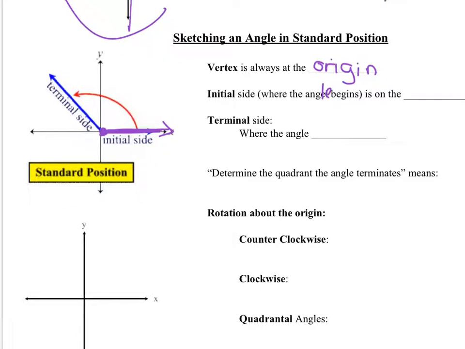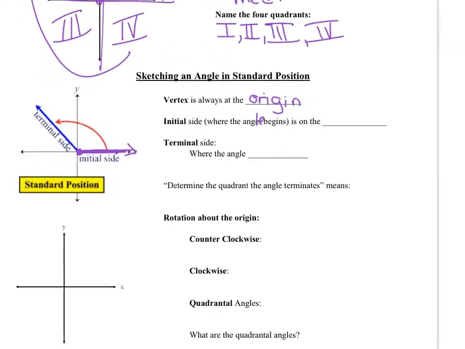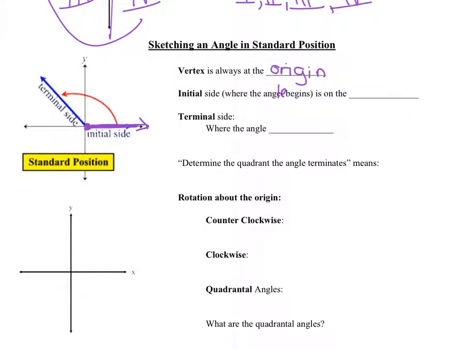So that side is always there if this is a standard position. Okay, that's important that you realize that we can sketch an angle anywhere, but when it's in standard position, it's on the positive x-axis. The terminal side is where the angle ends. So here the terminal side is there, and as you can remember, it is in quadrant 2 in this particular angle. And we do draw this little angle arrow here to know if it's a positive or a negative angle.